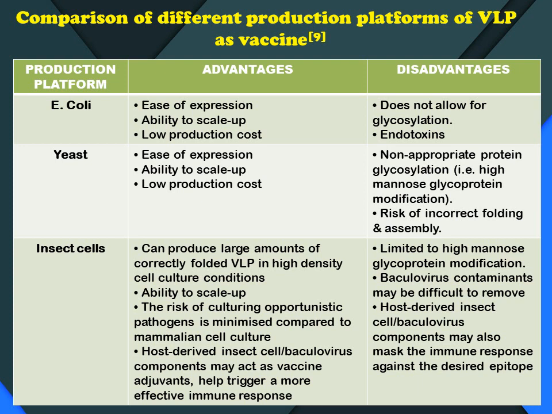Up to this point, we know that VLPs can be produced using various types of hosts using recombinant technology. The expression system chosen for VLP production must take into consideration the requirements for protein folding and post-translational modification. Several expression systems are available, and the main advantage and disadvantage of each system are summarized in the following table. The table shows the comparison of different production platforms of VLP as vaccine. There are initially 5 production platforms, but in this table only 3 types of platform are summarized.